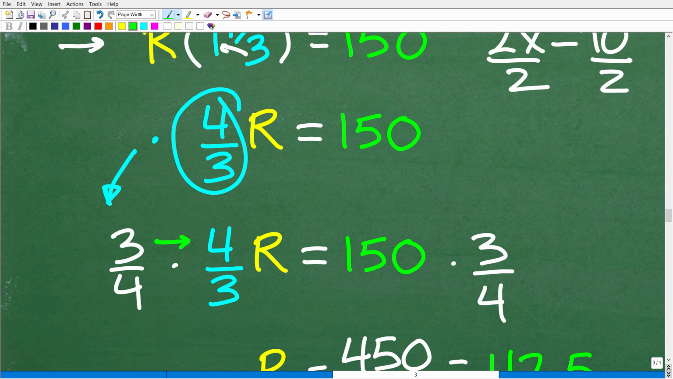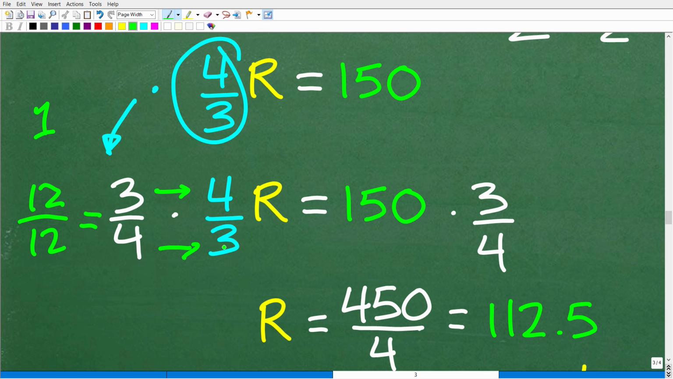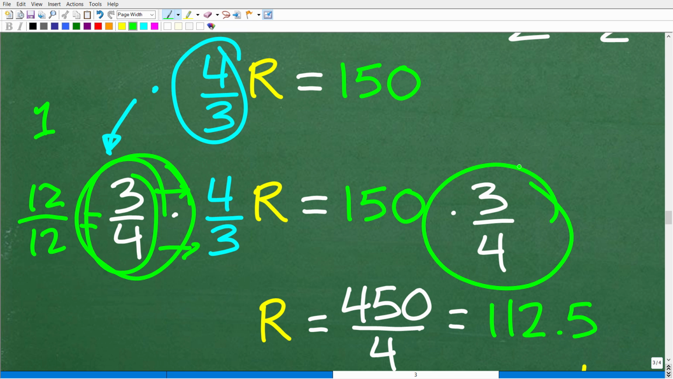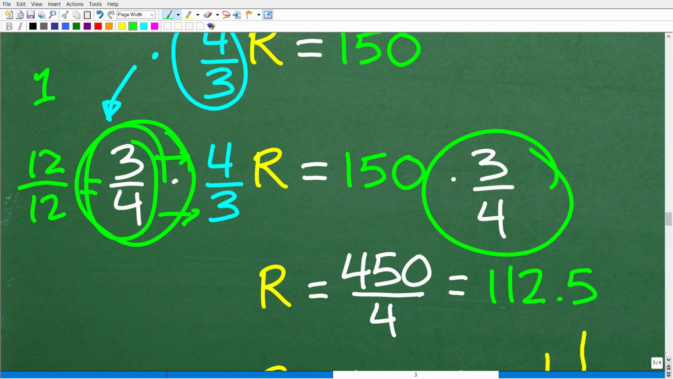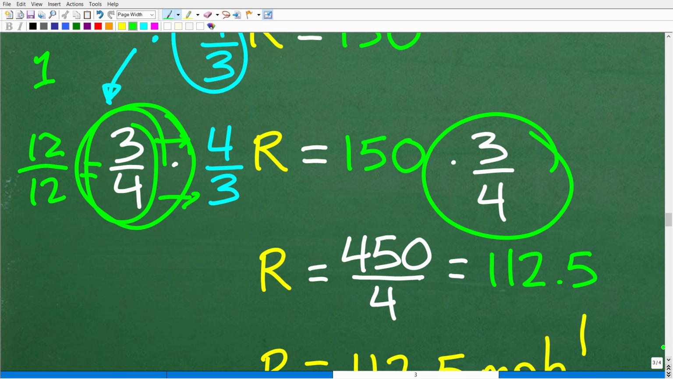Now, when we multiply 3 over 4 times 4/3, what are we going to get? Well, this is going to be 3 times 4 is 12, and 4 times 3 is 12. 12 over 12 is 1, so we're going to end up with 1r, or just r. But remember the golden rule in algebra, and that is whatever you do to one side of the equation, you have to do the exact same thing to the other. So what we're doing here is multiplying the left-hand side by 3/4. So we have to multiply the right-hand side by 3/4 as well. Okay, so let's go ahead and finish this up.